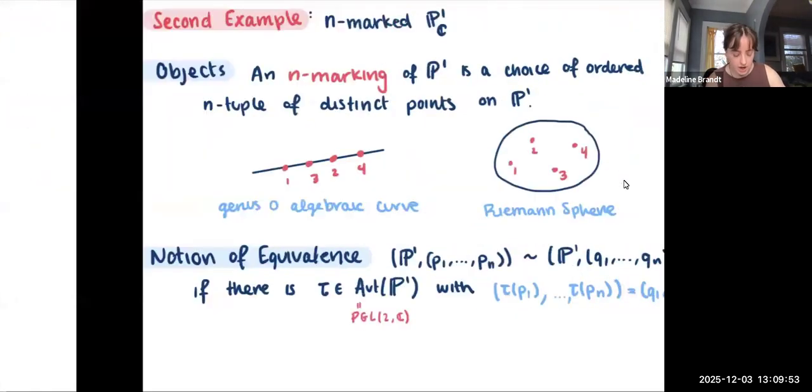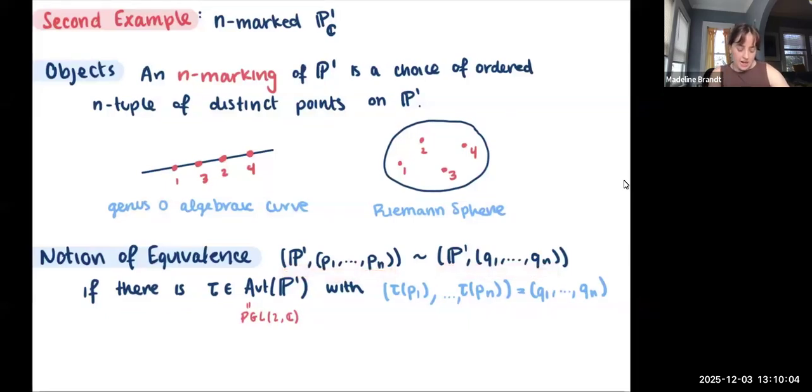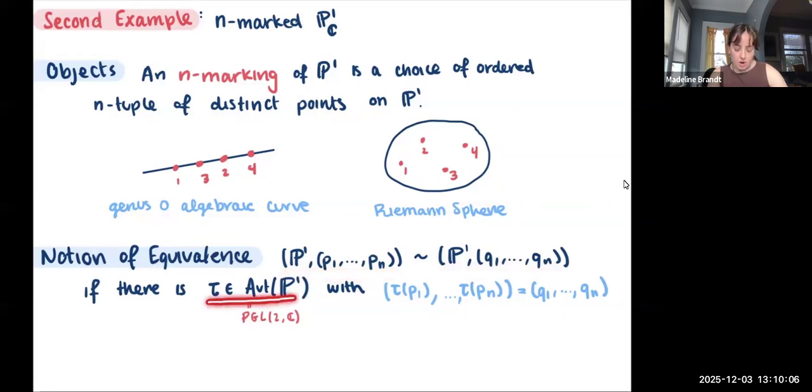And then I also need a notion of what it means for two objects to be equivalent. So I'll say that one n-marked P1 is equivalent to another one if there is an automorphism of P1, just an element of PGL2C, that carries the one n-tuple to the other n-tuple. Okay, so that's when two are equivalent.